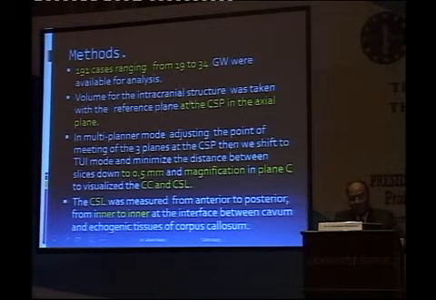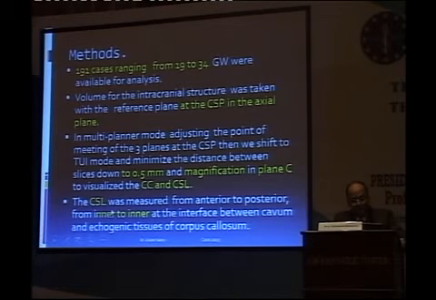The volume of intracranial structure was taken with reference plane at the cavum septum pellucidum in the axial. The multiplanar mode adjusting the point of meeting of the three planes at the cavum septum pellucidum. Then we shift to the TUI and minimize the distance between slices up to 0.5, and then magnify in the C plane to visualize the corpus callosum and cavum septum length.